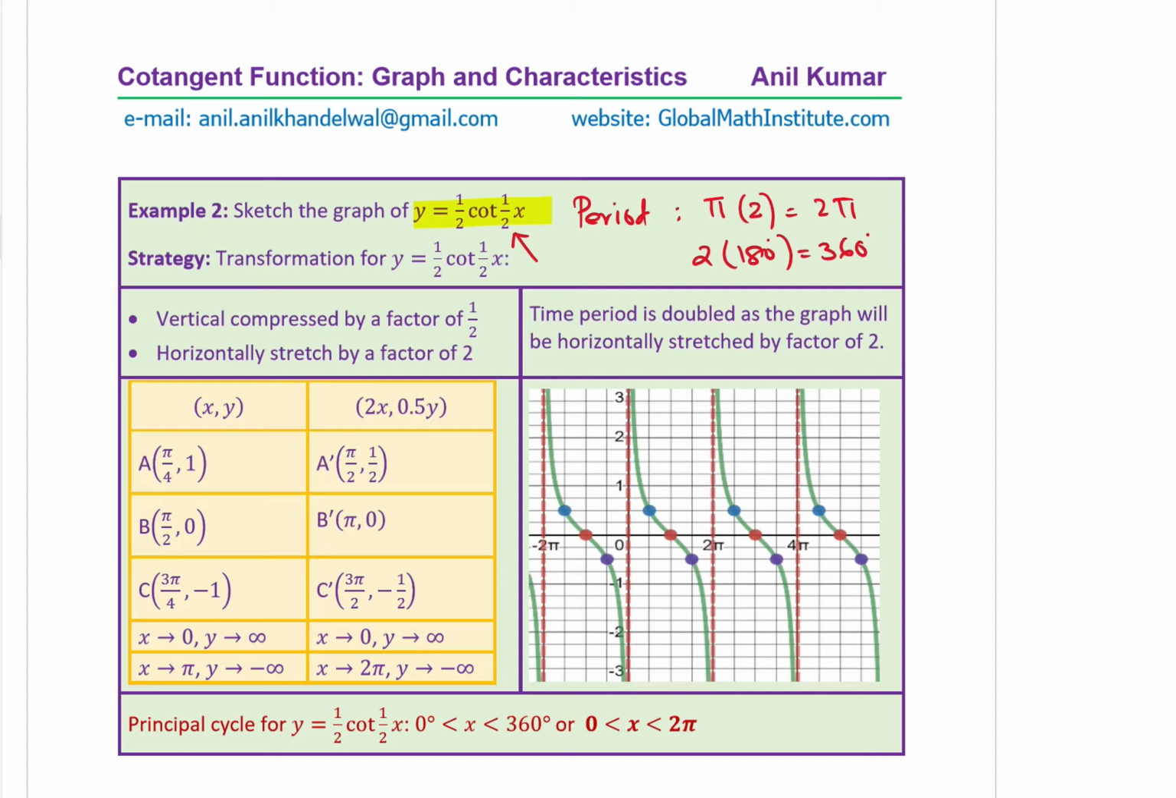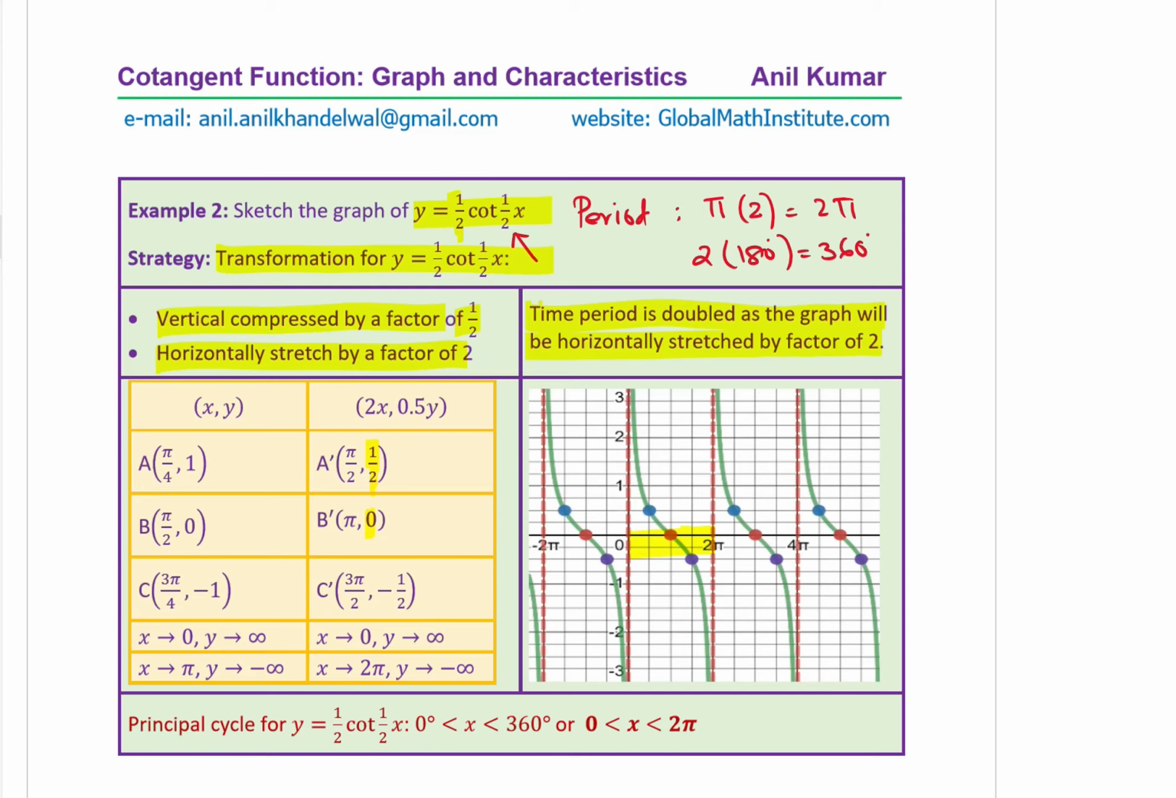That is to say that the y value for the point A will now be A dash, the image will be half, not 1. So half of that. As you can now see, the difference between half and 0 gives you the value of the stretch factor A, correct? Okay, let's begin. So look at the transformations of the given function. We have a vertical compression by a factor of half and a horizontal stretch by a factor of 2. So that means that the time period is doubled as the graph will be horizontally stretched by a factor of 2. So this time period which is shown here now is not pi, it is 2 pi, correct?